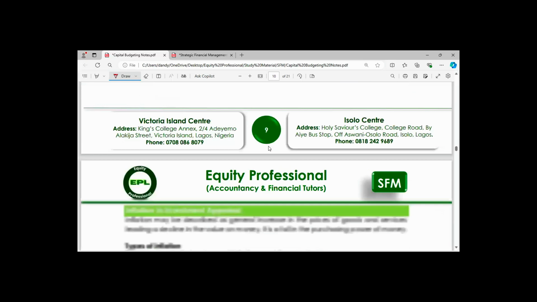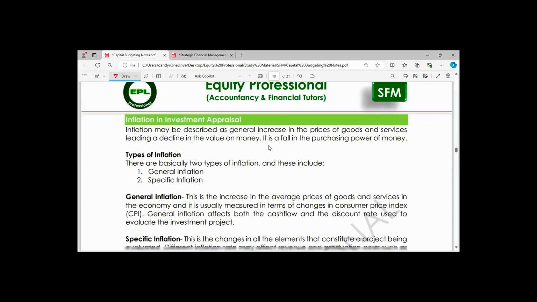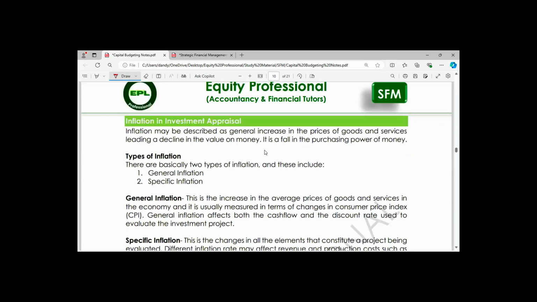Let me use this one to explain so that it will be faster. Now, I will not be telling you what is inflation. You know what inflation is all about. So that's not my target. So I want to explain to you cash flows in relation to inflation.